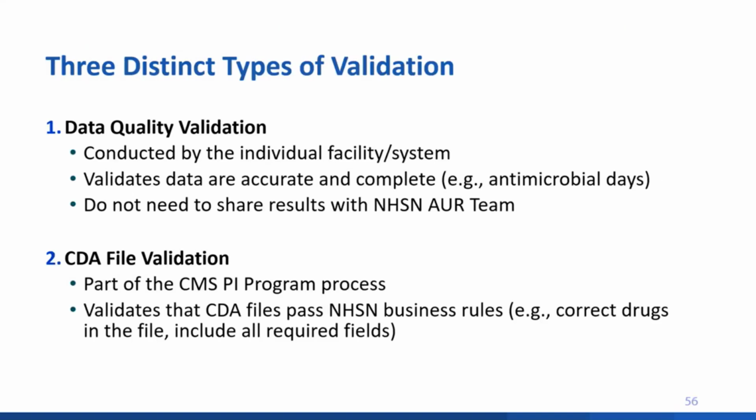I will now discuss the 3 types of validation. The first is data quality validation, which is conducted by the individual facility or system. This type validates that the data are accurate and complete, such as antimicrobial days, and you do not need to share results with the NHSN AUR team. The second is the CDA file validation. This is part of the CMS PI program process, and this type validates that CDA files pass NHSN's business rules, such as correct drugs in the file, and all required fields are included.